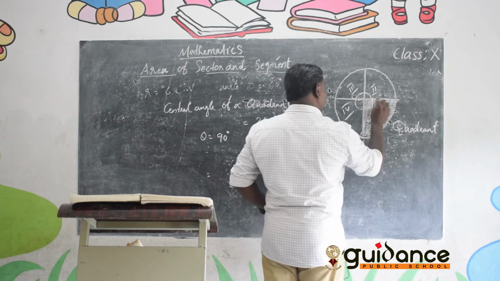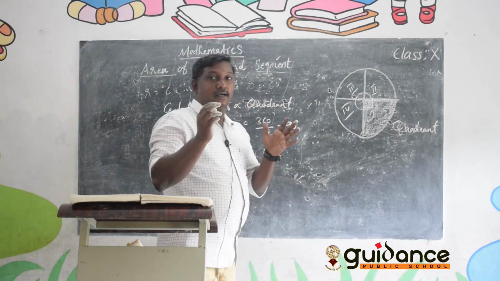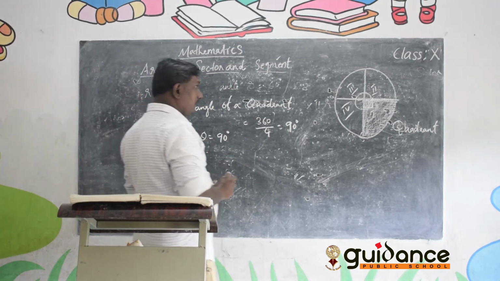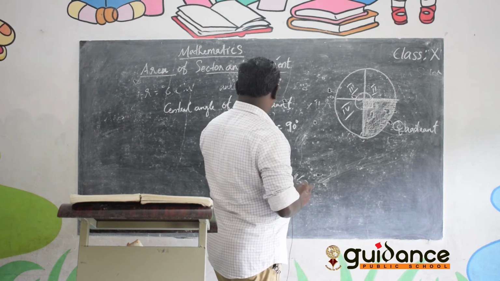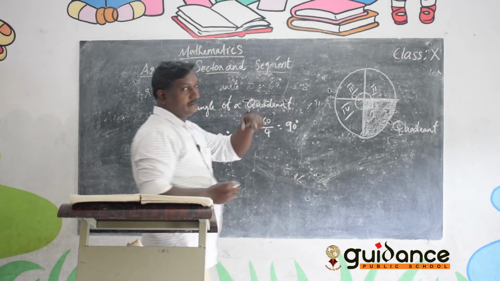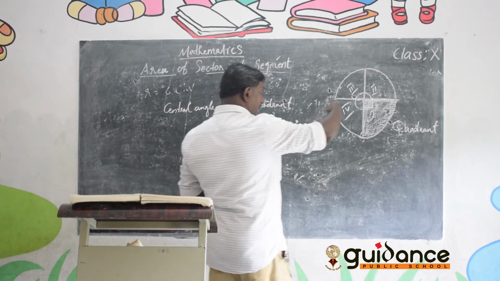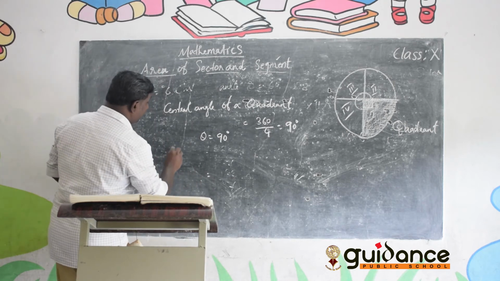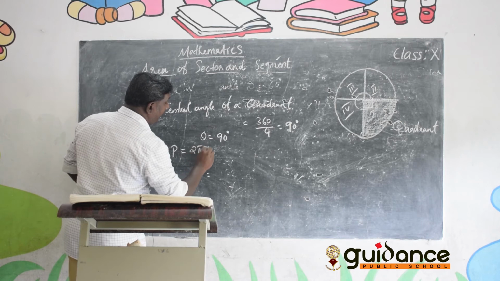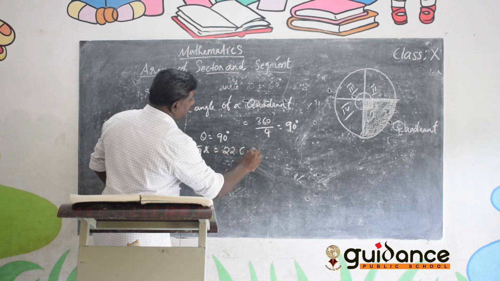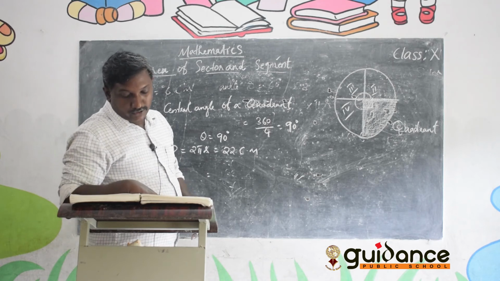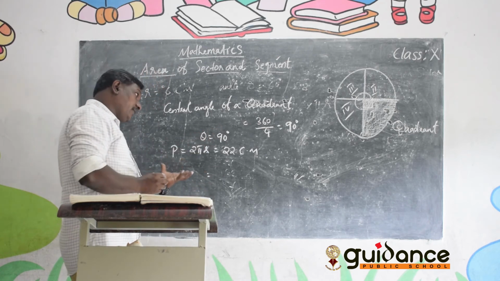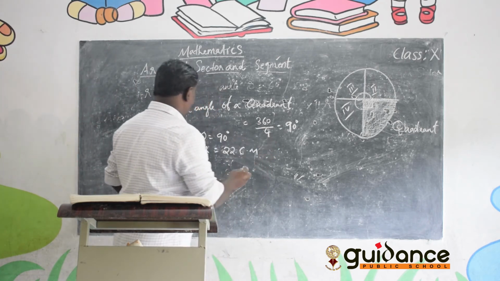So what is the shape of a quadrant? A quadrant is like a sector, so we can find out the area. Given that the perimeter of the circle is 22 centimeter, the perimeter of the circle equals 2 pi r equal to 22 centimeter. So from that we first have to find the radius. From the circumference we have to find out the radius.